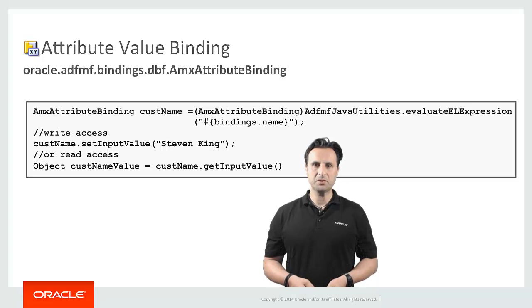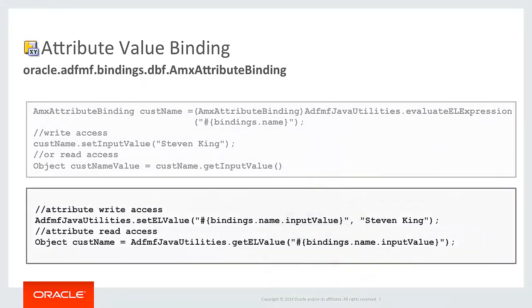Another option is to call ADFM Java utils set expression language value, because if I just want to set a value or read a value, I don't need to go through all of the parsing of the binding infrastructure. I can go straight and say, okay, I know I want to set a value expression. So in this case, the value expression is name, and I know the name object has an attribute called input value, and I can call it straight.